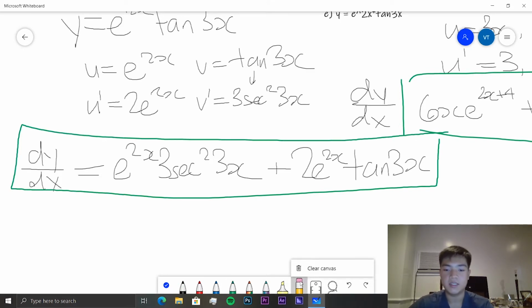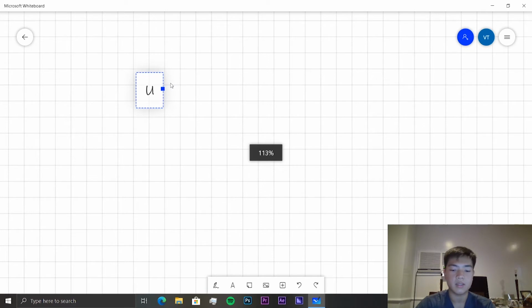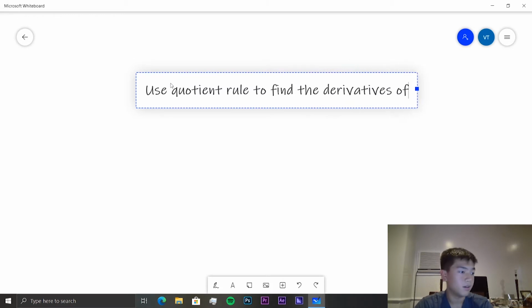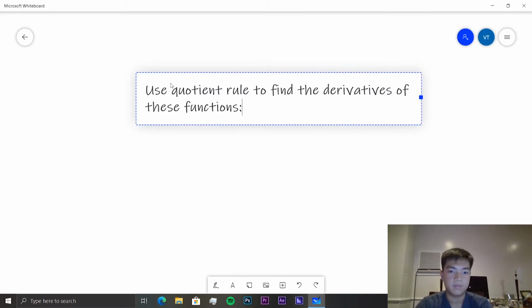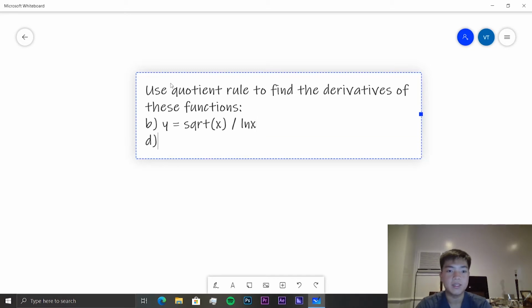Next, we need to use quotient rule to find the derivatives of these functions. So the first function, actually I'm going to do b since we did e, says y is equal to square root x divided by ln x, and d is equal to ln x over 1 plus x.